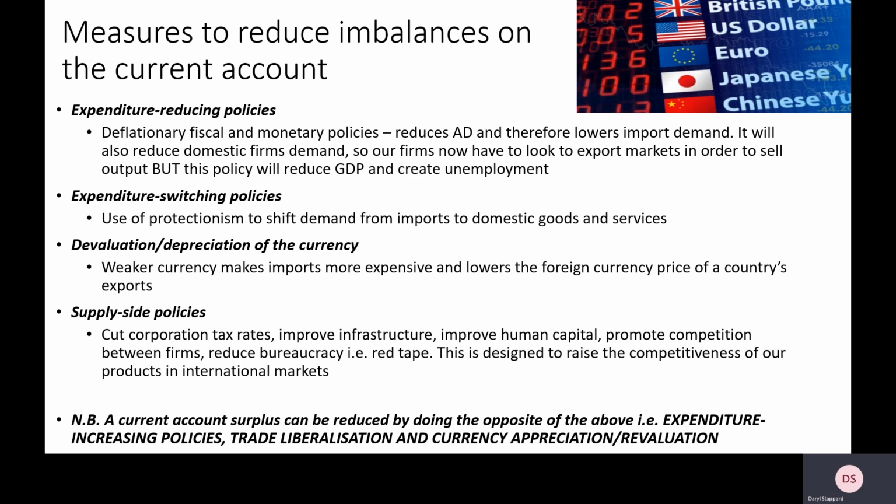Again, it's incentivizing more competition, which leads to more productivity improvements and more enterprise, and that will again drive down costs of production. We could also look at removing regulations from markets. That again leads to more competition, it lowers costs, and it allows our firms to be more competitive in international markets. Now, clearly there are problems of supply side policies, and we've explored these before in the past.